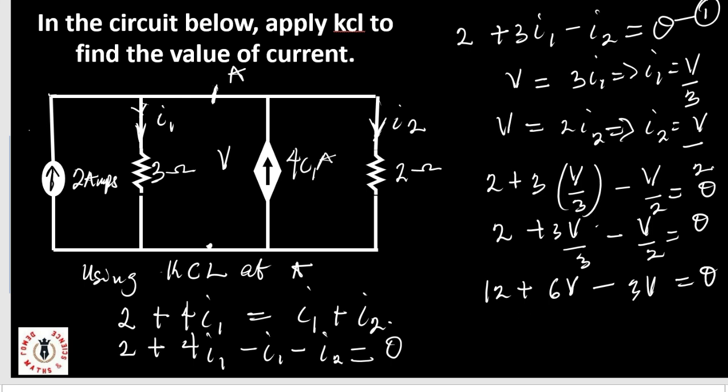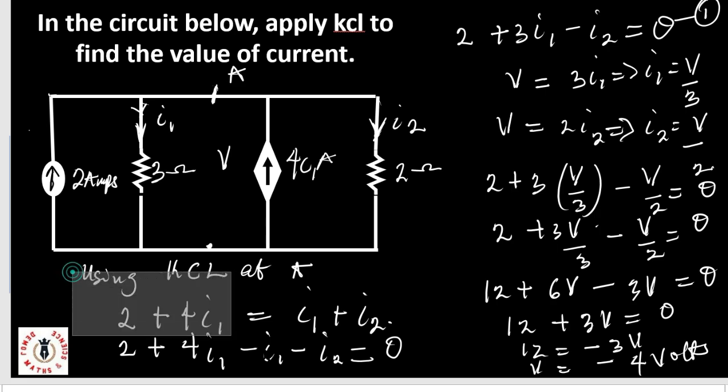So 12 plus 3V is equal to 0. 12 is equal to minus 3V. Obviously, V is equal to minus 4. V is equal to minus 4 volts. Now let's calculate. That makes it easy. We can easily calculate for both I1.